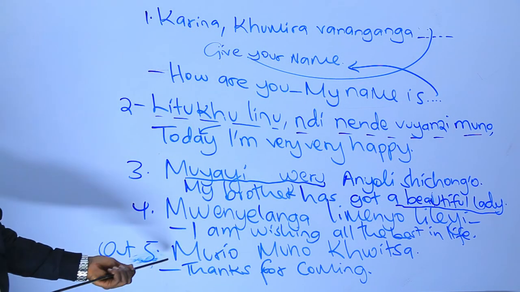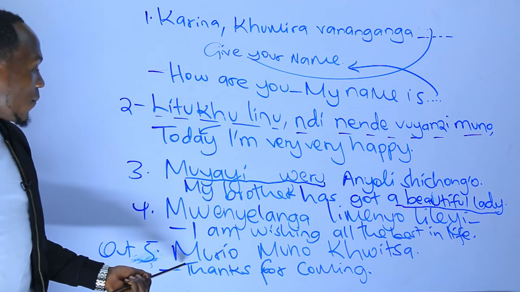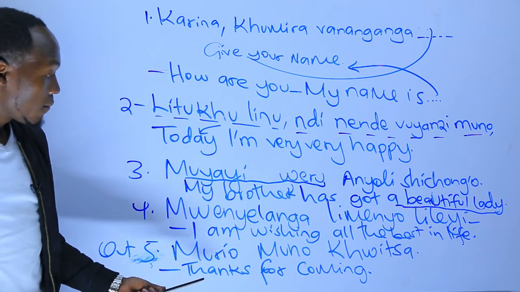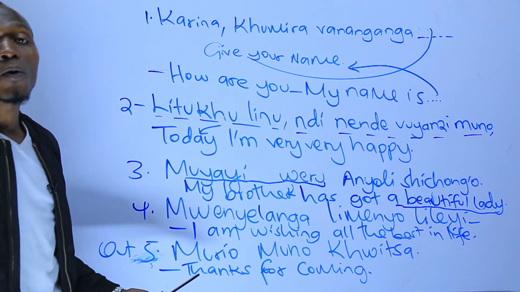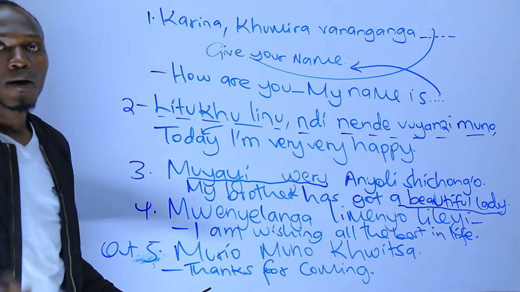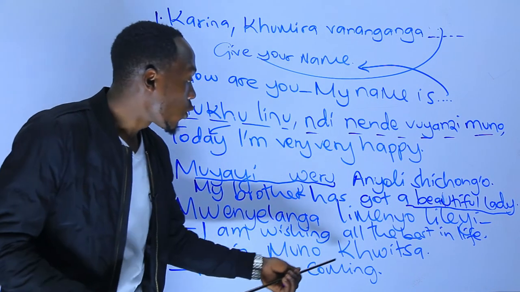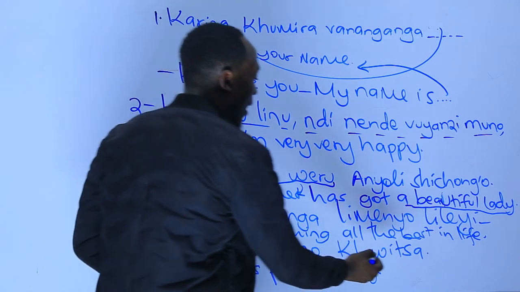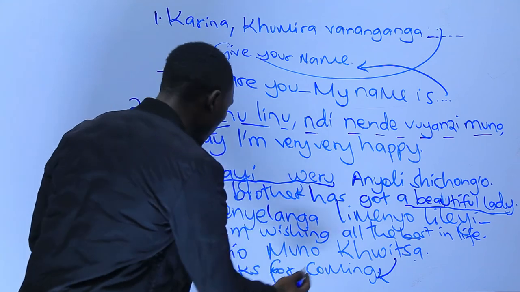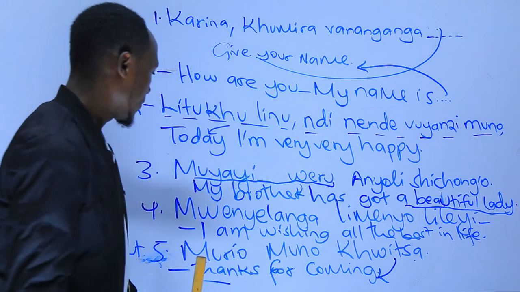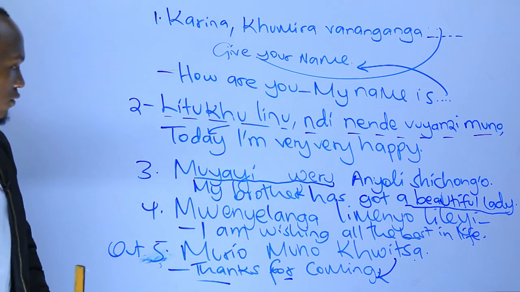Then, murio mono huitsa. Murio is thanks, but in plural form. When it is singular, you say urio mono. Urio mono huitsa, when it's one person. But when there are many, you say murio mono huitsa. Huitsa means coming. Urio mono means thanks. Thanks for coming. I'm not sure.